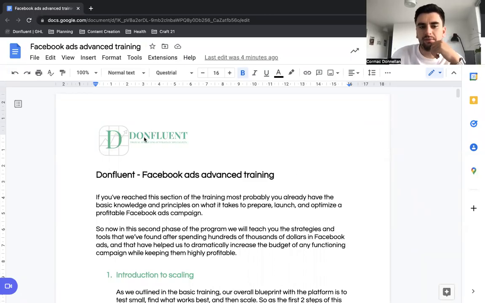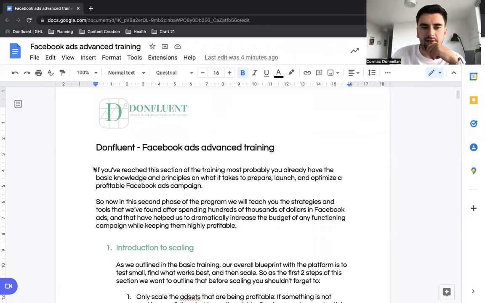So basically the premise of the training, obviously this is a follow-on from a consulting program we did with a client. If you're watching this training, you have a fundamental understanding of the basic knowledge and principles that it takes to prepare, launch, and optimize a profitable Facebook ads campaign. You know how the account's structured, you know all of the assets, where everything is, etc.